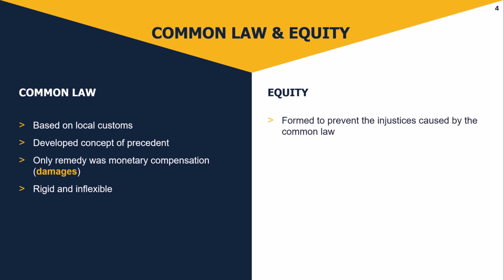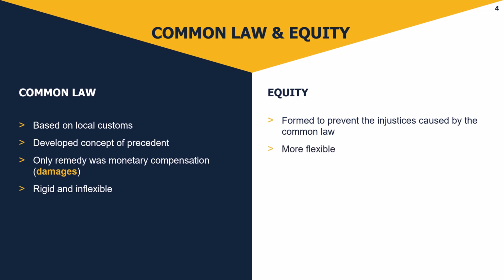So then equity was developed, and equity came from the king at the time, and the idea was that they thought there were some unfairnesses being caused by common law. So they said, right, okay, we're going to add equity on top of common law, and that's going to prevent these injustices.